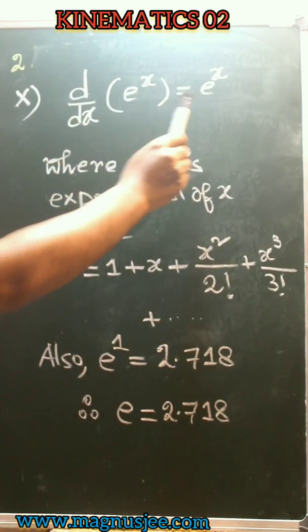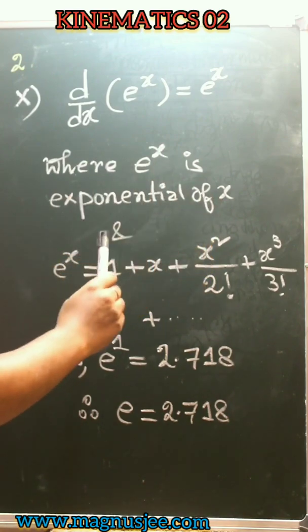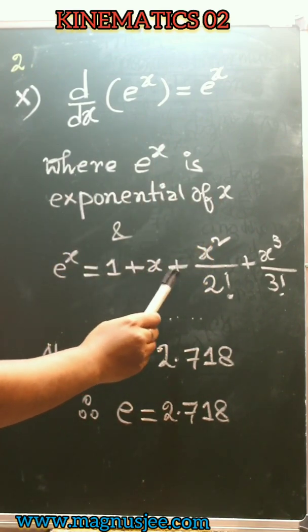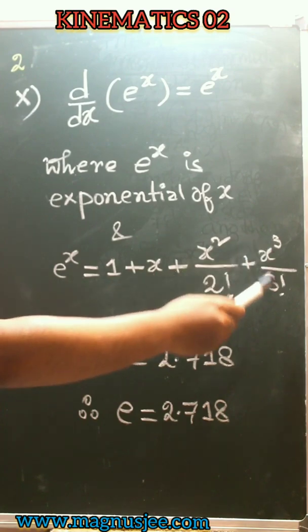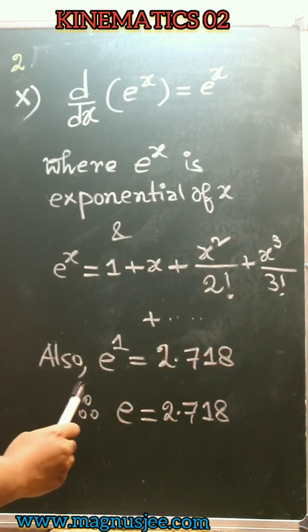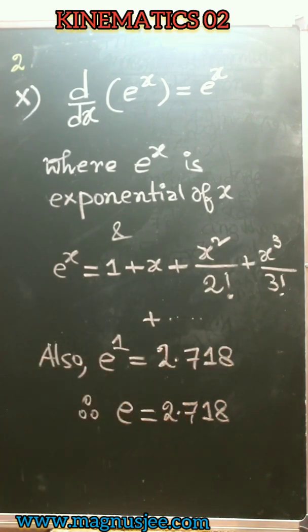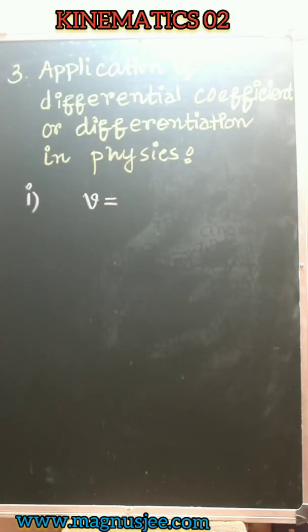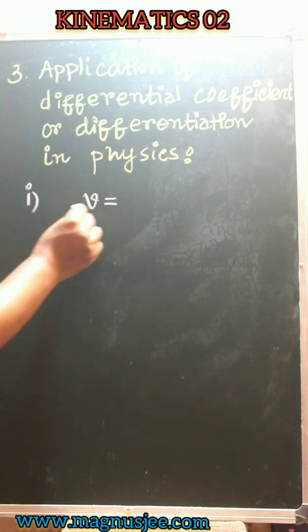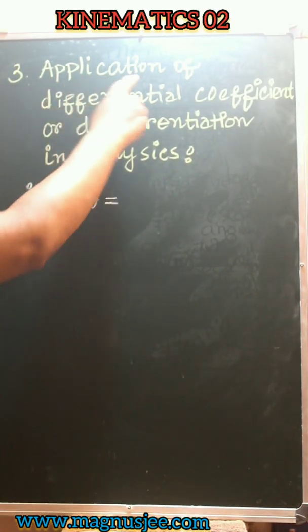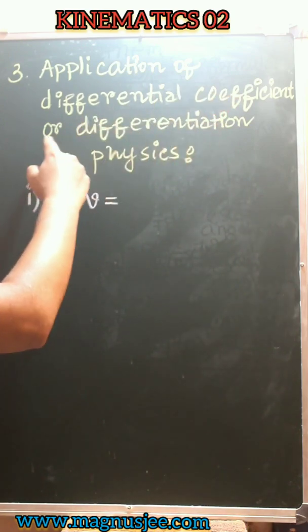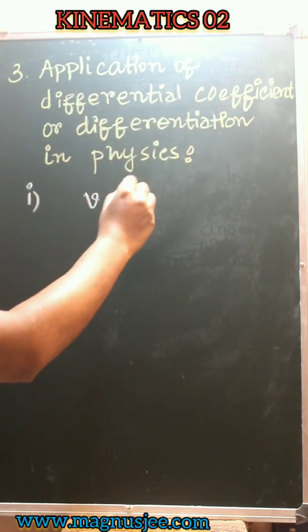d/dx of e to the power x equals e to the power x, there will be no change. e to the power x is the exponential of x, and e to the power x equals 1 plus x plus x square by factorial 2 plus x cube by factorial 3. e to the power 1 is equal to 2.718. And what is the application of the differential coefficient or differentiation in physics?